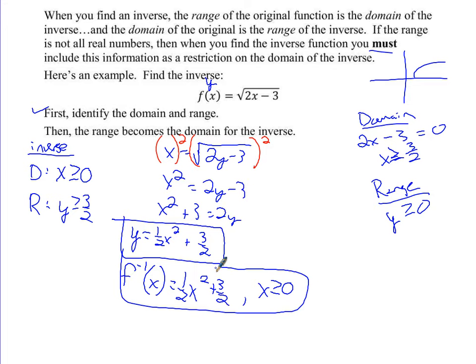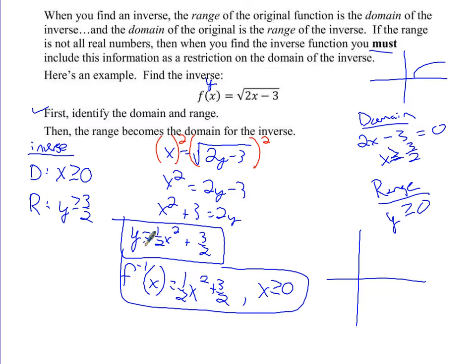So what does this graph look like? It is a parabola. But it's only this side of the parabola. Where's the vertex? No, it's not at 0, 0. It's at 0, 3/2.